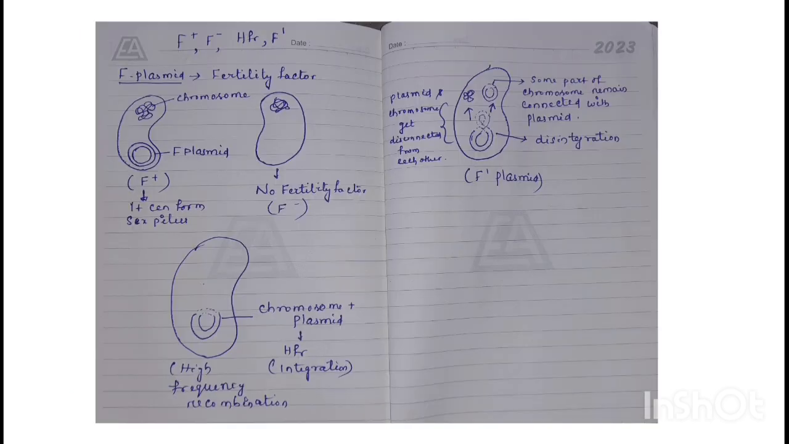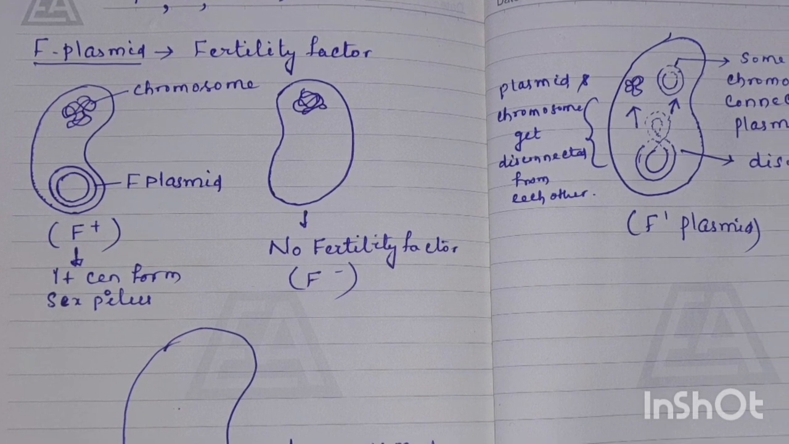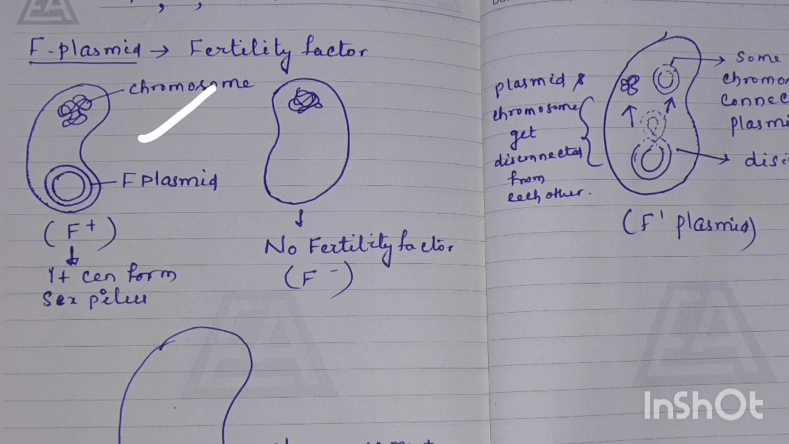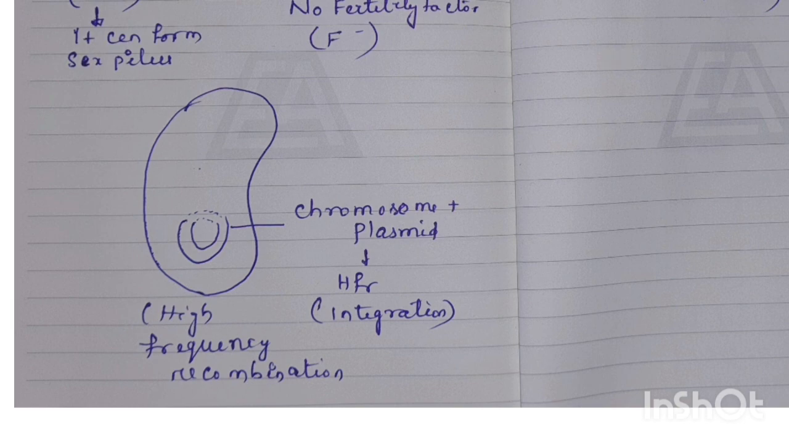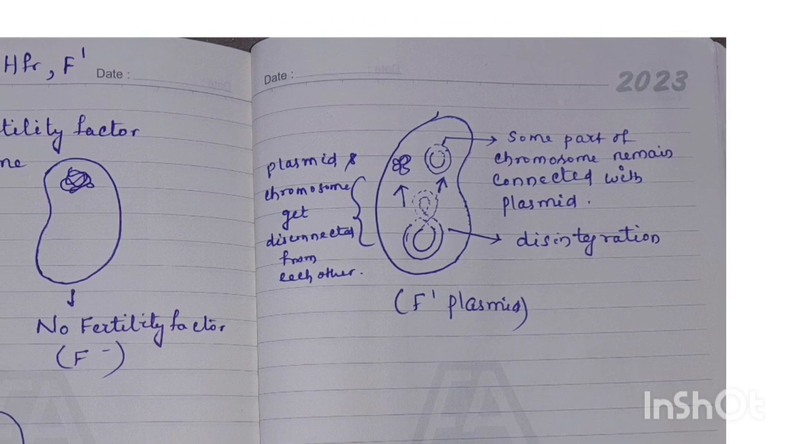So this is my handwritten note, and my handwriting is very bad, so please cooperate, just understand the things. At first, what is F plus and F minus? F plus, those are with the F plasmid, and those lacking the F plasmid are called F minus. So next is Hfr, the case where the F plasmid gets integrated with the bacterial chromosome. Now what is F dash after Hfr? So sometimes the disintegration occurs where plasmid and chromosome get disconnected from each other.